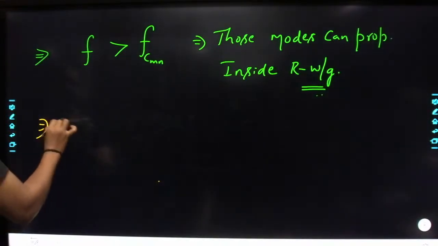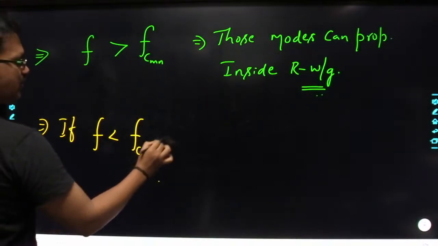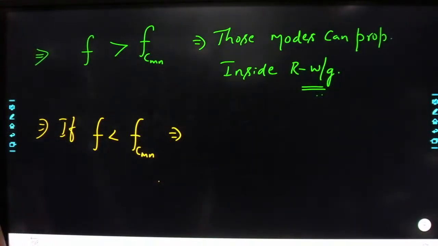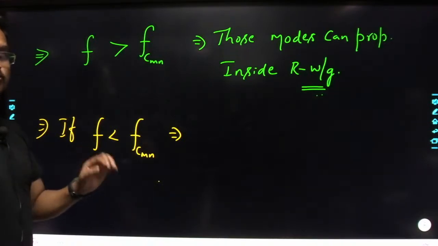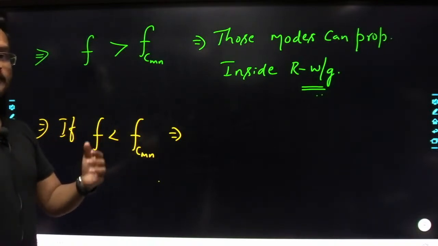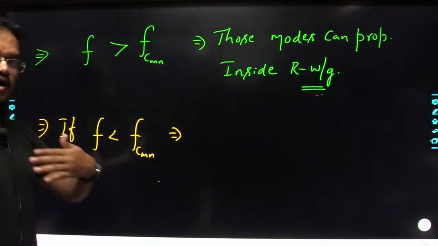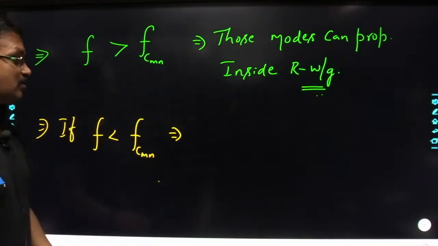Next, if f is less than fc_mn, right? So if the operating frequency is less than the cutoff frequency of any particular mode, then those modes are not going to propagate inside the waveguide. Those modes are going to decay inside the waveguide. They are not going to propagate inside the waveguide. They are going to decay exponentially inside the waveguide.